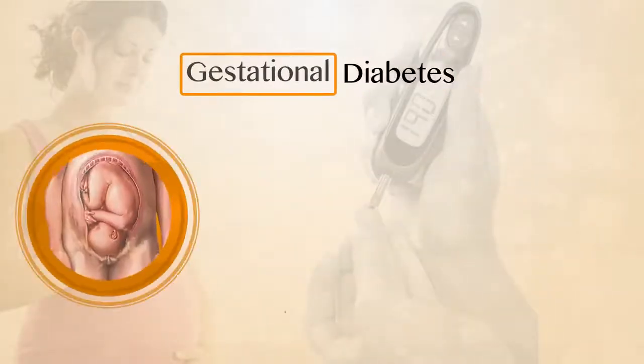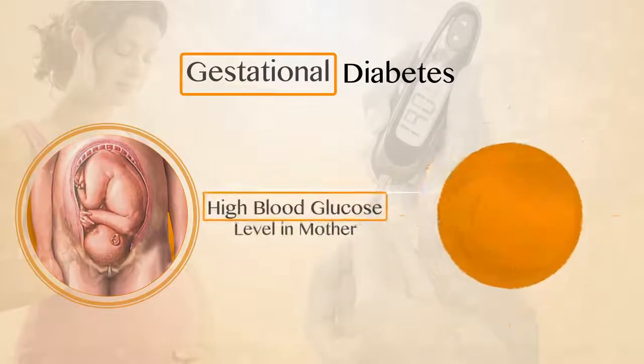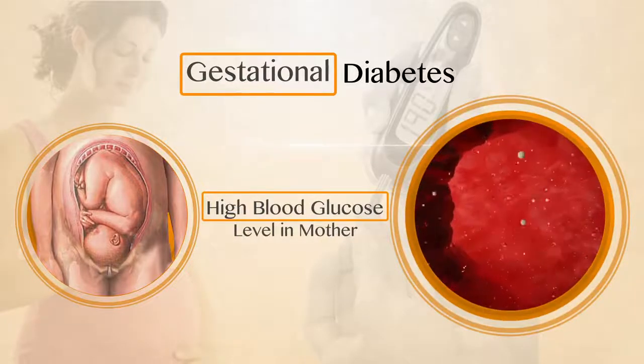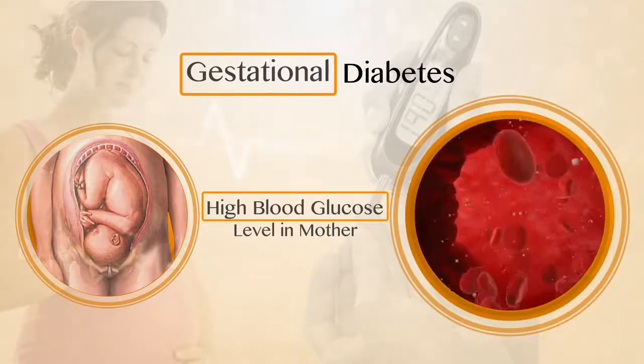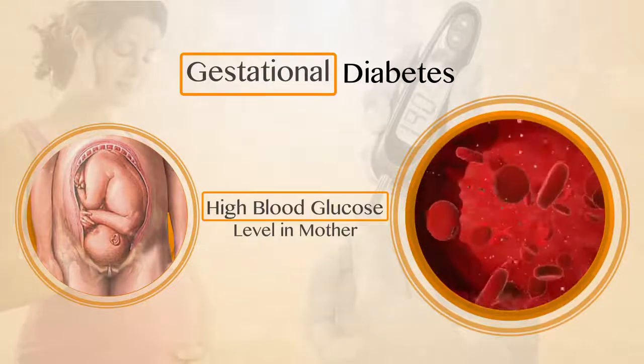A third one, which could be considered a variant of type 2 diabetes, is called gestational diabetes, in which women who are pregnant tend to develop diabetes because the physiology of pregnancy makes the tissues resistant to the action of insulin.